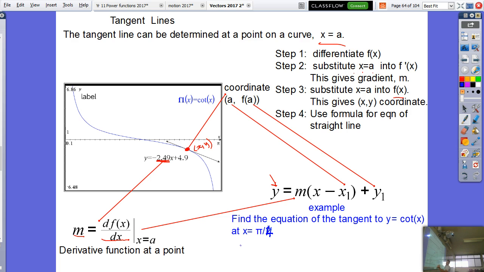So first, we differentiate, dy dx. The derivative of cot gives us, who remembers? Negative cosec squared. Yep.